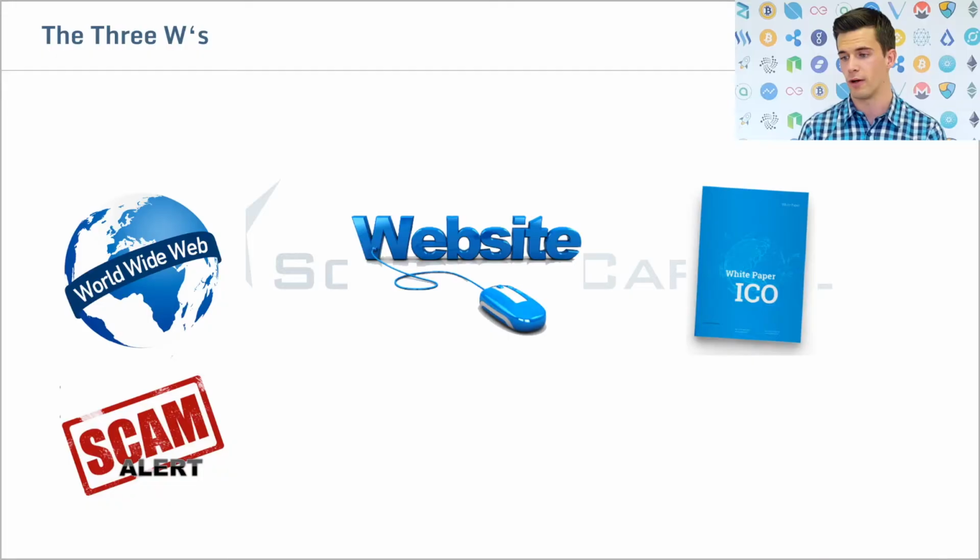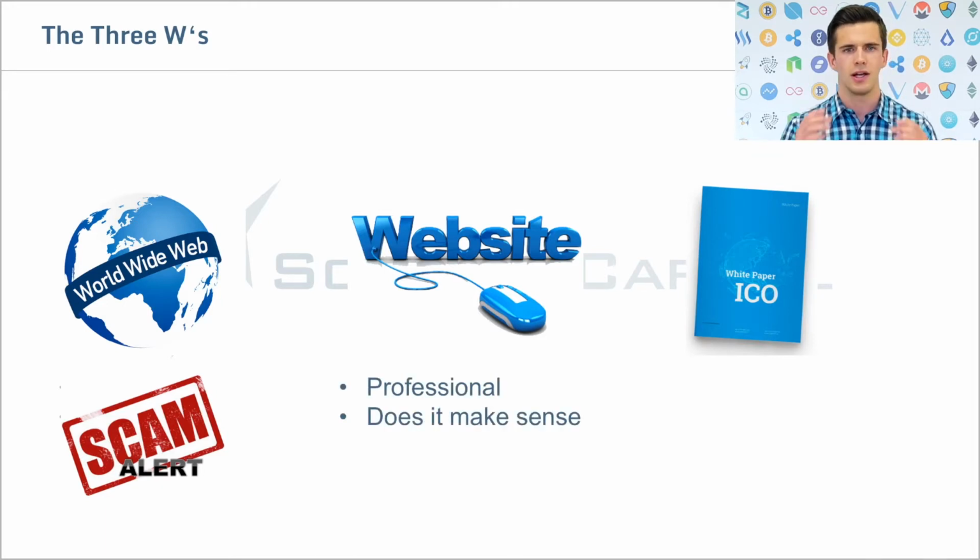Now, if we move on to the website, what we can check is, of course, if it's professional and does it even make sense. Now, here's the thing. A majority, or a lot, of the ICOs out there, you won't believe, are Google translated. Of course, this shows just how amateur some ICOs are, and you can avoid those by just checking the webpage.